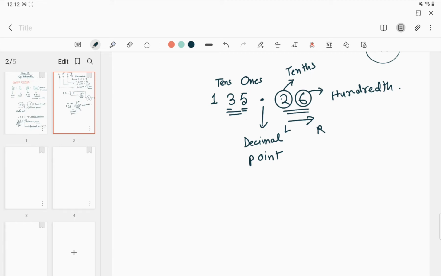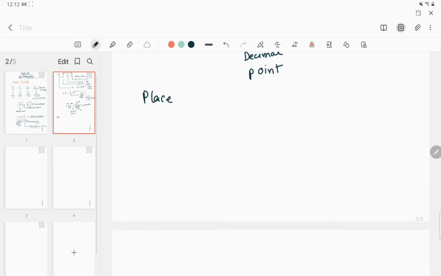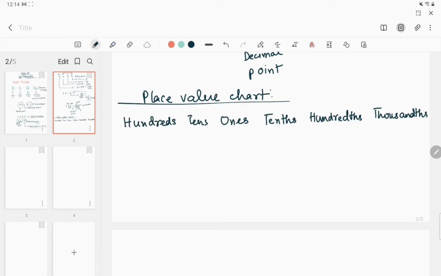Okay, if I write the place value chart, then it would be like this. So this is the place value chart. Hundreds, tens, ones. After ones, it is decreasing now, 10 times smaller. So tenths, hundredths, thousandths. Basically tenths means 1 by 10. If I represent it in a fractional part, then it would be 1 by 10, 1 by 100, 1 by 1000.